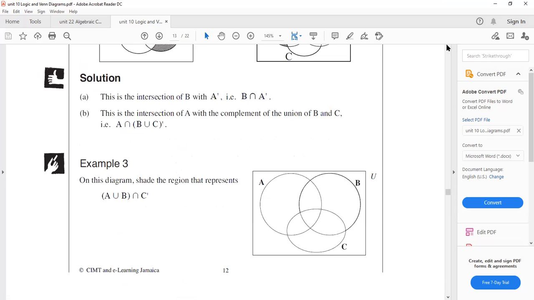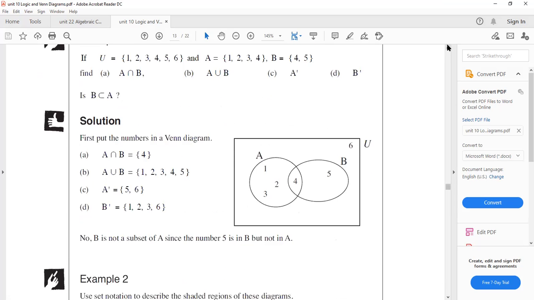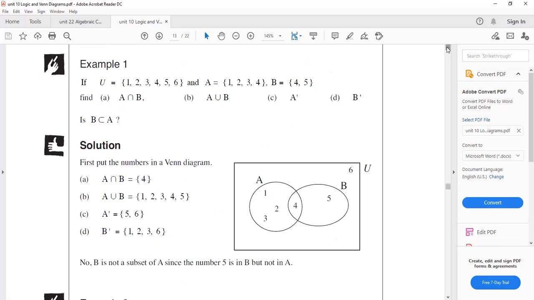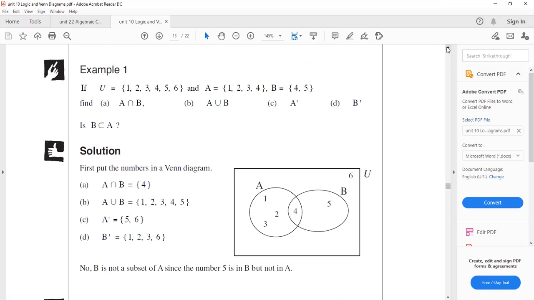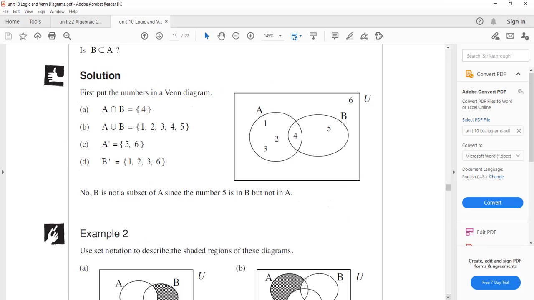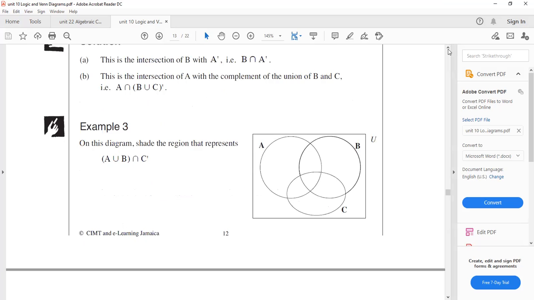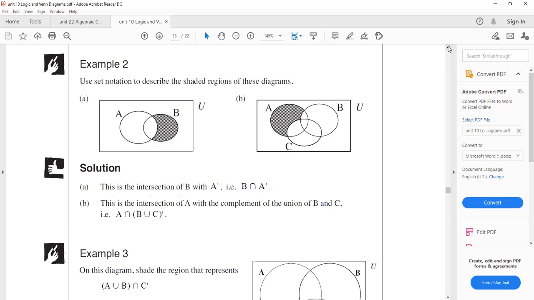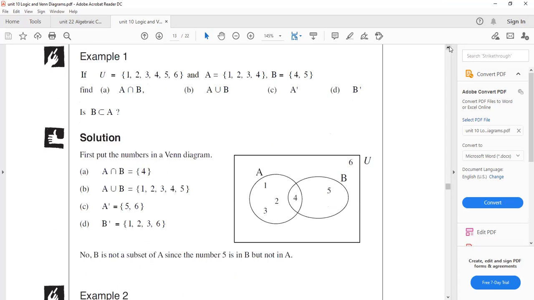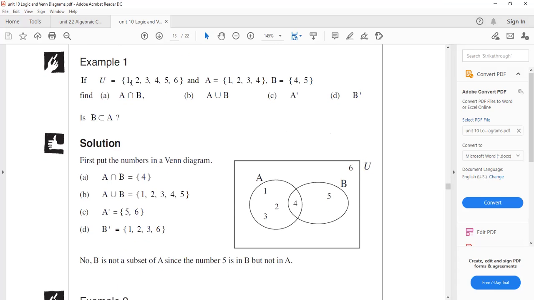All right, they give some examples here. We can go through this one example and then call it a day, and you can try the others. So the universal set is basically all numbers 1 to 6. A is all numbers 1 to 4, B is 4 and 5. And they ask for the intersection.